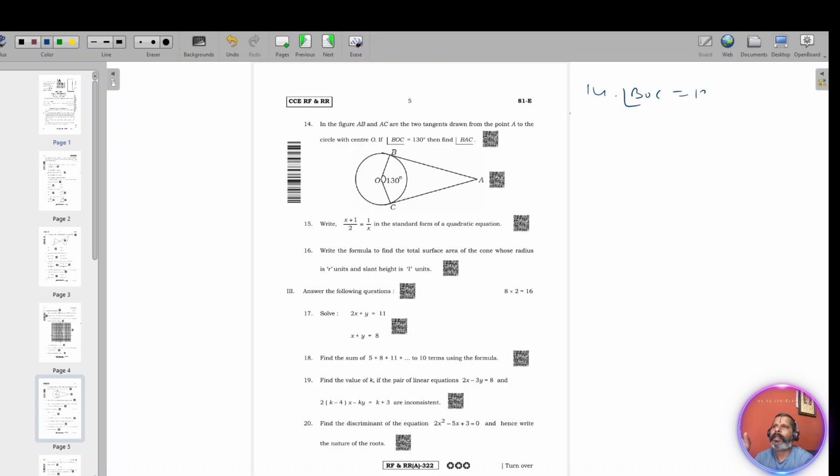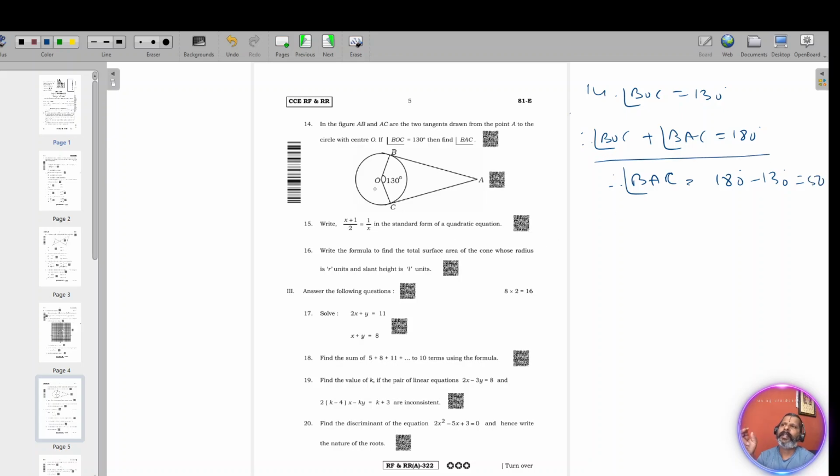BOC equal to 130. Therefore, what we write is BOC plus BAC is 180 degrees. Therefore, BAC is equal to, what we write? 180 minus 130, that is 50. Why does this become 180? Because it's a quadrilateral. Four angles sum is 360. We are removing this 90 and this 90, so 180 will remain for the other two angles.